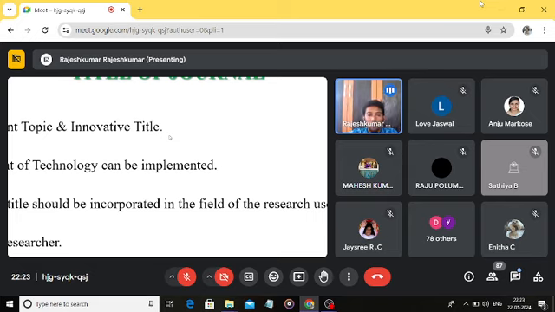Innovative title: for every research participant, people have been using the titles of previous years' articles and modifying some of the words in the journal title, preparing it from previous years' or usual titles. We have to create a new title for the journal.